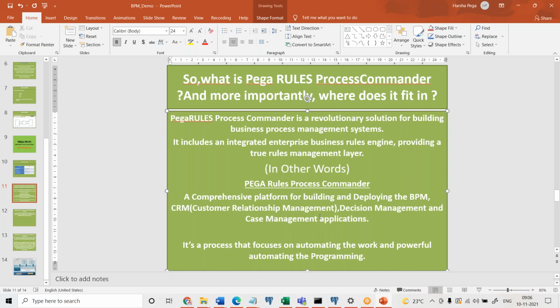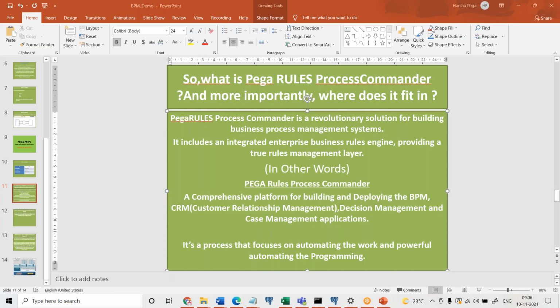Now, Pega Rules Process Commander is a process that focuses on automation of the work and automation of the program. So Pega Rules Process Commander is going to give you two different provisions. One is automation of work, and the second one is automation of program. I think many of you should be aware of what is meant by automating work. Okay, I'm asking a question. What do you think of automating a work? What is your understanding about it?